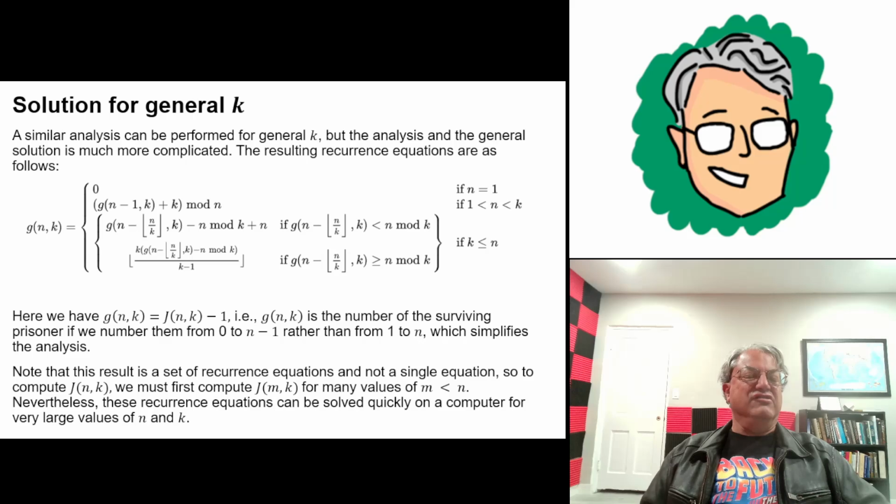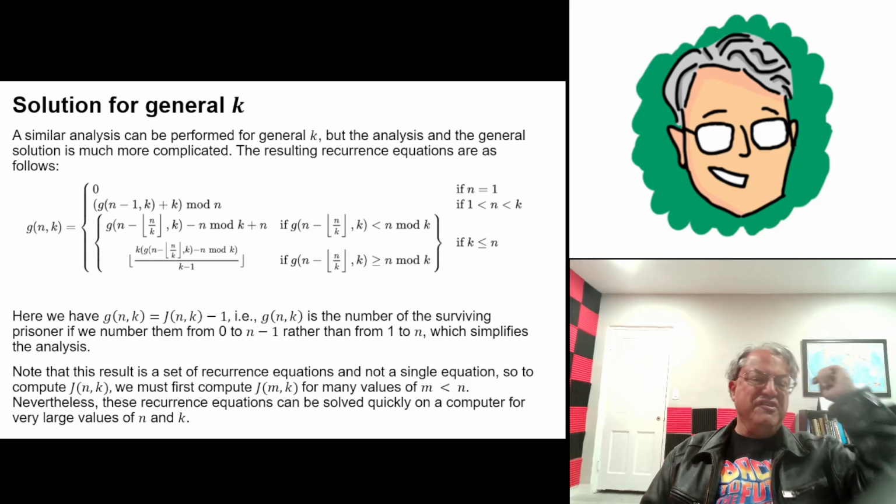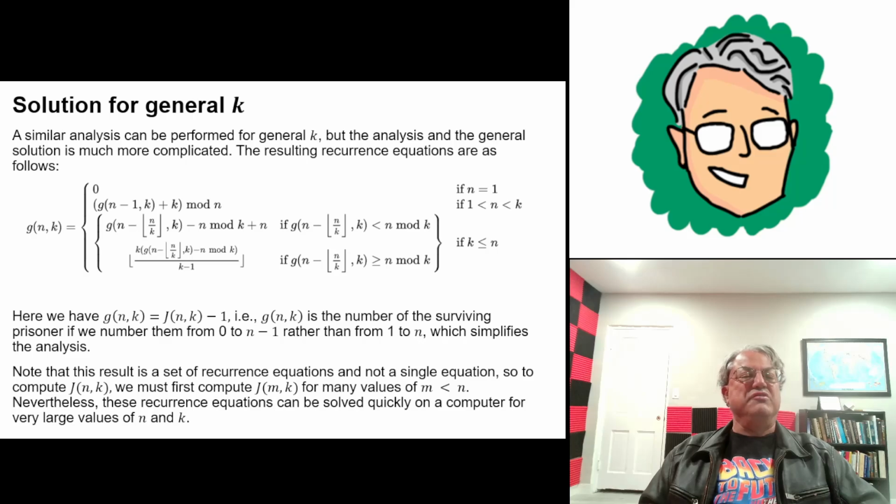And the analysis does get a lot more complicated if k is bigger than 2. You can see how complicated it is here. This is the general recurrence formula for general values of k and n, and you can see it's very ugly. And this is just the recurrence formula. Here I'm writing g of n and k. This isn't exactly the same as j of n and k. It's actually j of n and k minus 1.